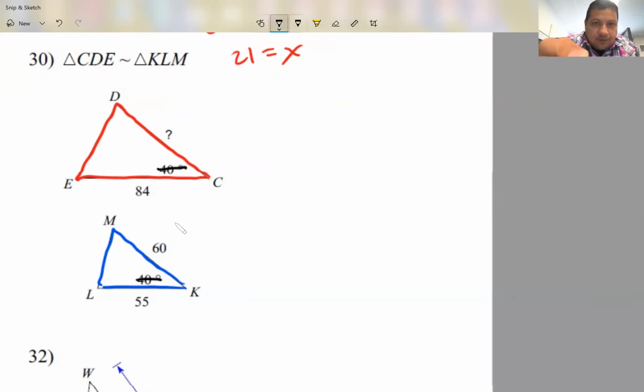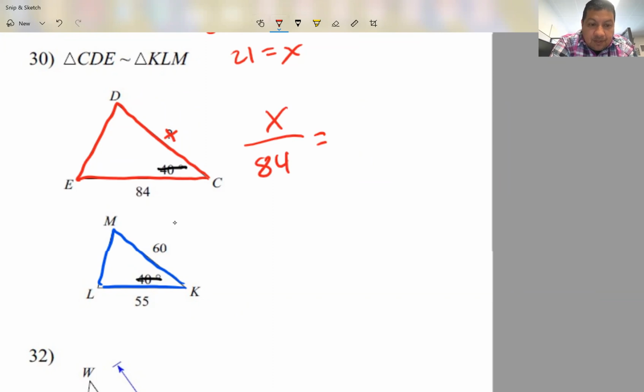All right, so from the red triangle, I have two measurements. The question mark, I always call it X. So my measurements are X and 84. Don't have that many choices now. So I have to use X and 84. I have to use two measurements. And then on the other triangle, I have 60 and 55.